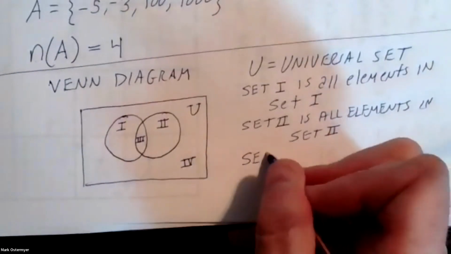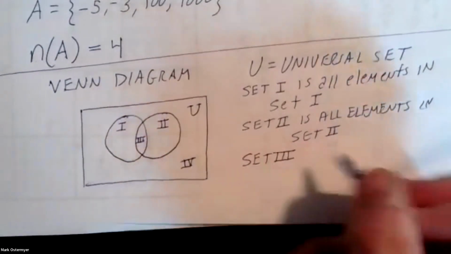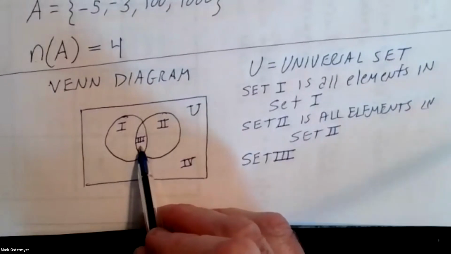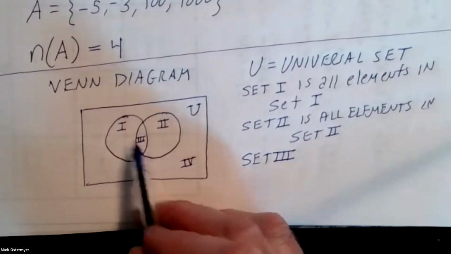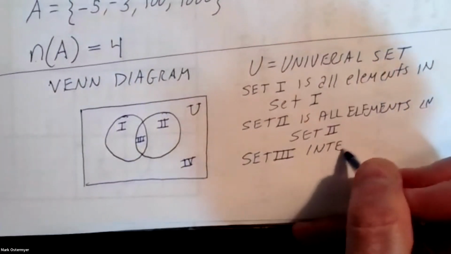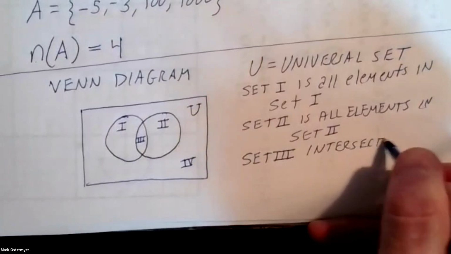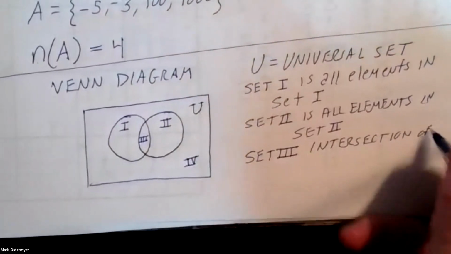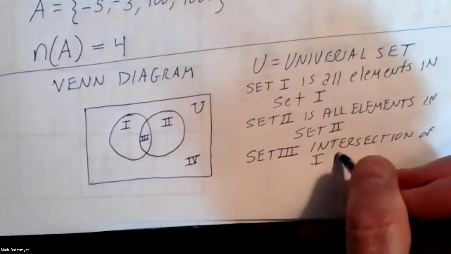What does set 3 represent? Set 3 represents only elements that are common to both sets 1 and 2. Set 3 is the intersection of sets 1 and 2.